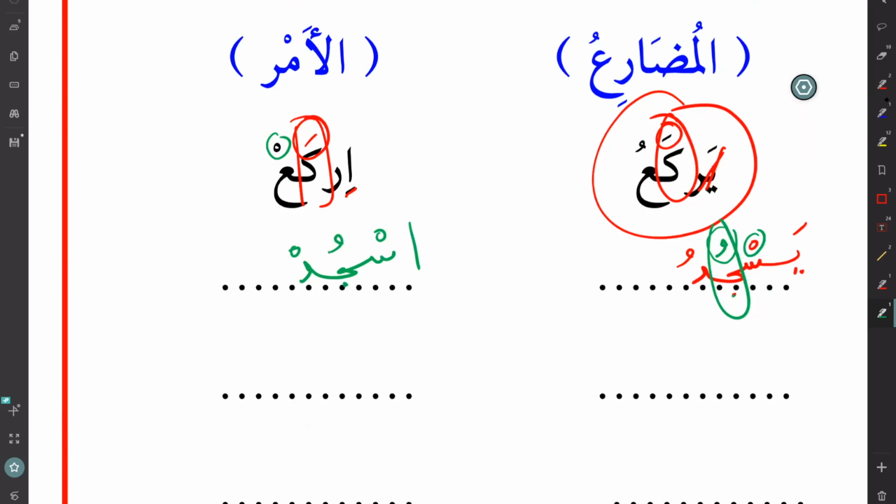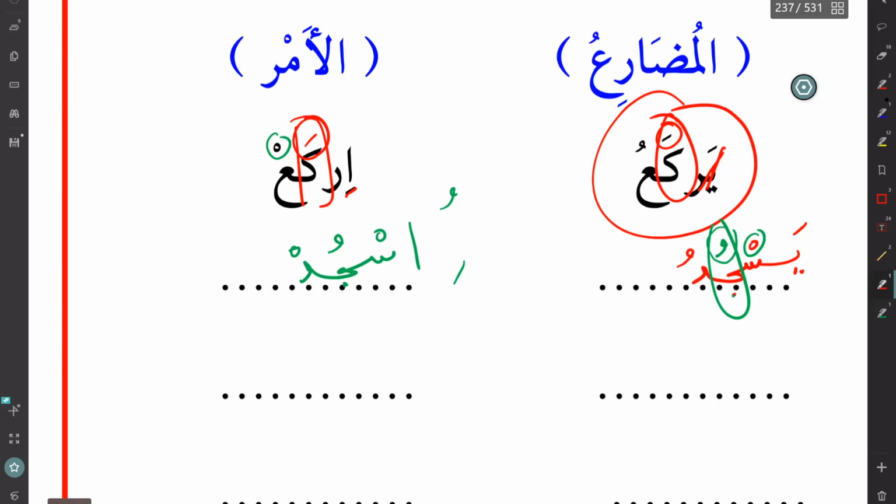So we bring the Hamzatul Wasl. Now what do we do? What do we put in the Hamzatul Wasl? Do we put fatha? Do we put kasra? Or do we put dhamma? In the command verb, don't worry about fatha. We don't use fatha, right? So your only options are either dhamma or kasra.